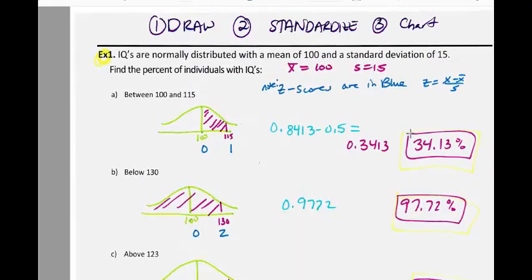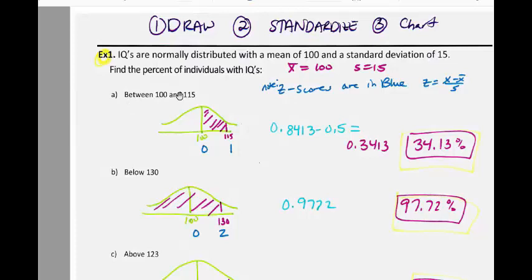So I'm going to go ahead and look at example 1 here. Again, notice I wrote those pieces here. So IQs are normally distributed, which is important that it tells me that. The mean is 100, which notice I wrote down. The standard deviation is 15. Find the percent of individuals between 100 and 115.